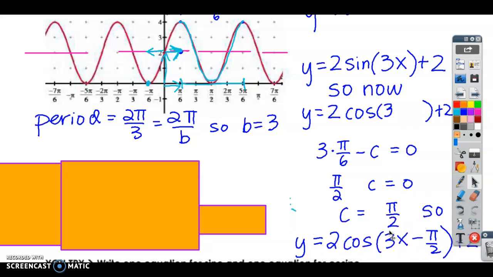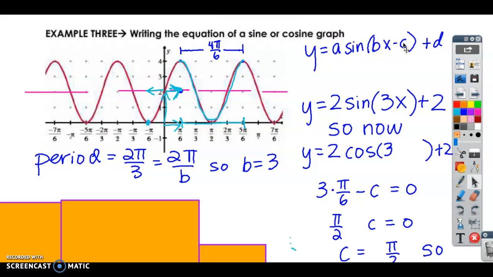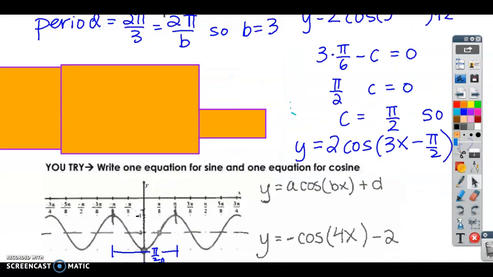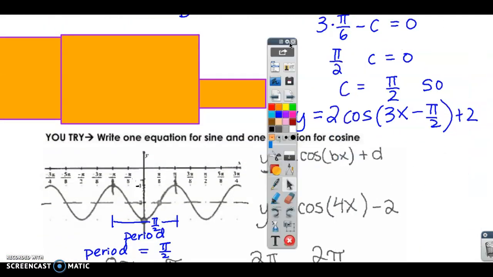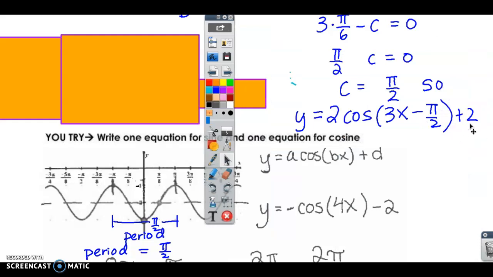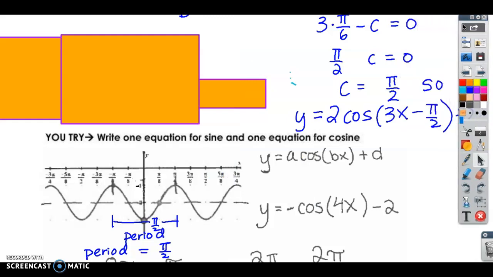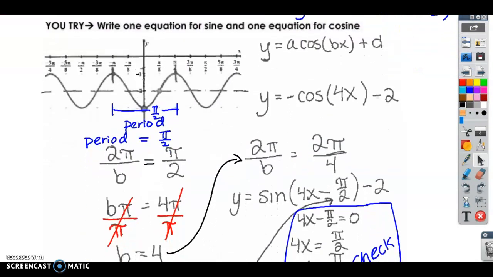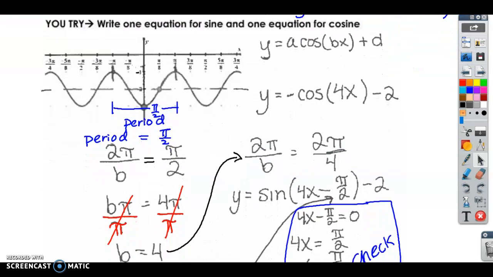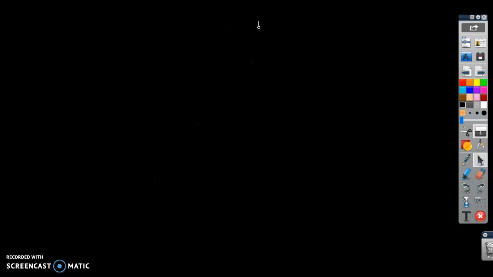So the formula is bx minus c. If c is pi over 2, it's 3x minus pi over 2. Then I move this over so you can see the plus 2 at the end. It's always more difficult when you've got a phase shift, but sometimes we have them, sometimes we don't. Sometimes you'll be asked to write an equation with phase shift, sometimes they'll say do what you like. It just depends on the problem that you're doing.